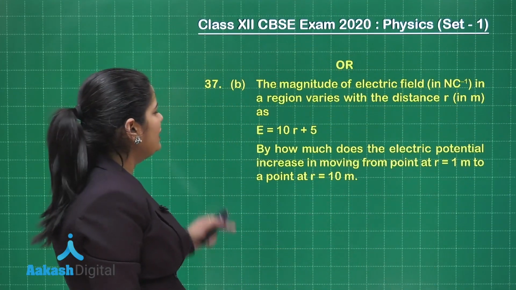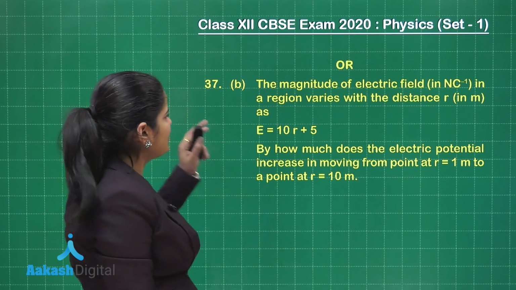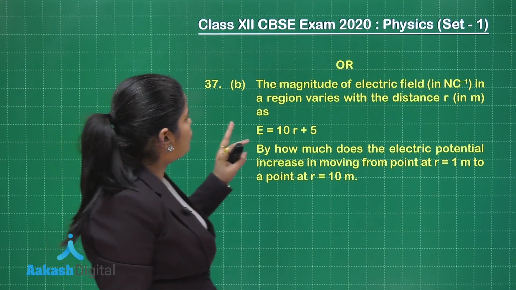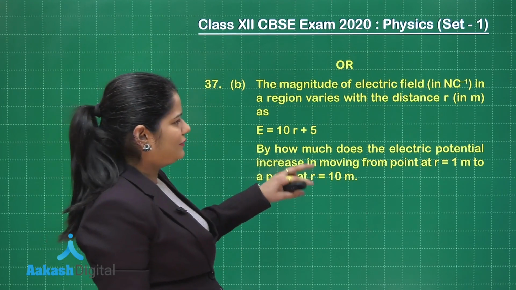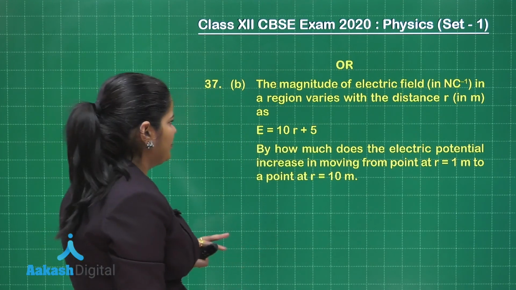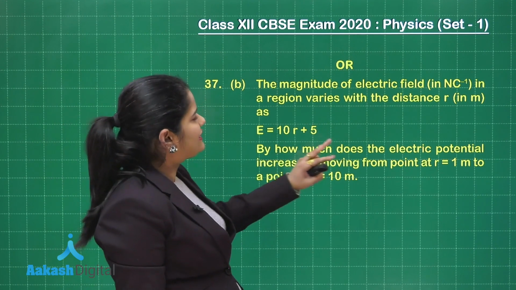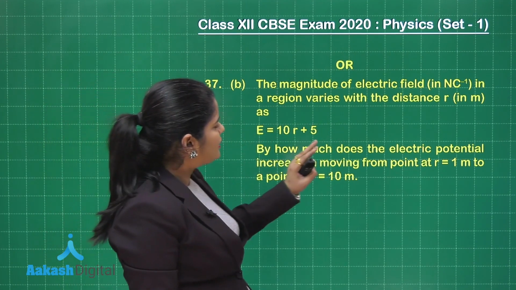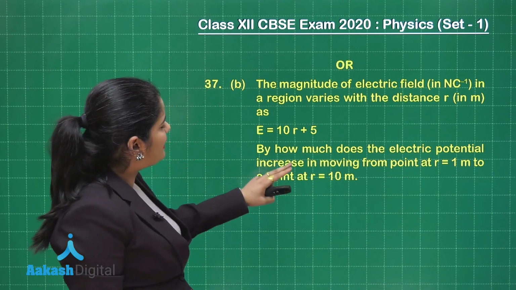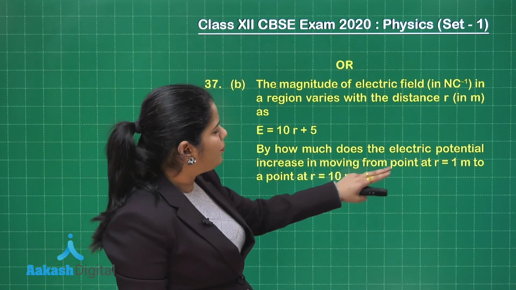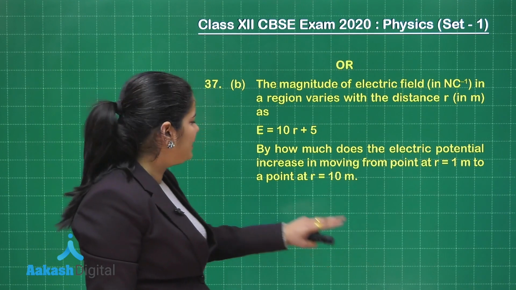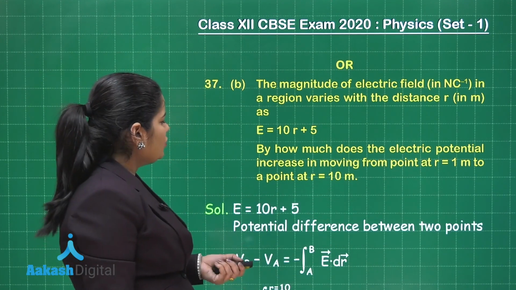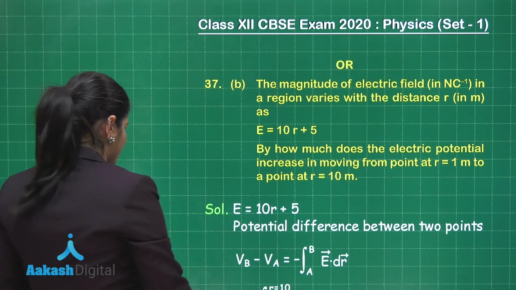Let's have a look at part B of this choice of question number 37. In this part we were asked: the magnitude of electric field in Newton per coulomb in a region varies with the distance r that is given to us in the question. By how much does the electric potential increase in moving from a point at r equal to 1 meter to a point at r equal to 10 meter? Let's have a look at the solution for this question.